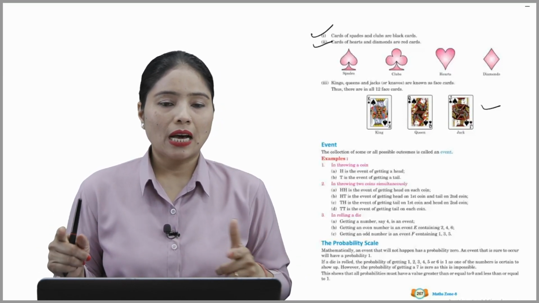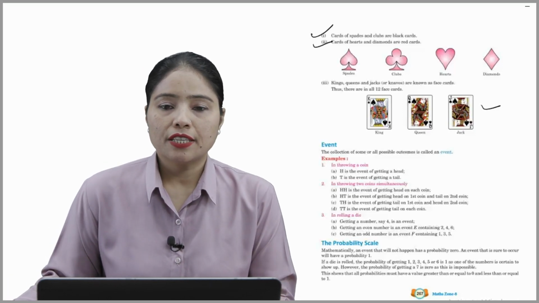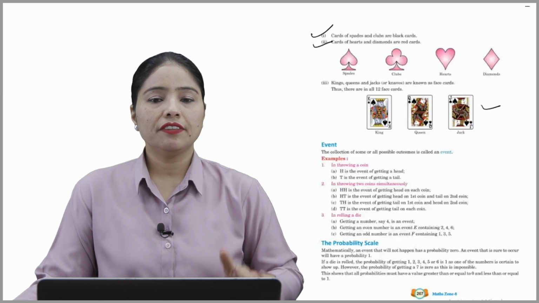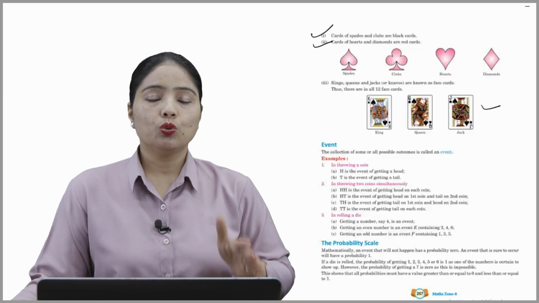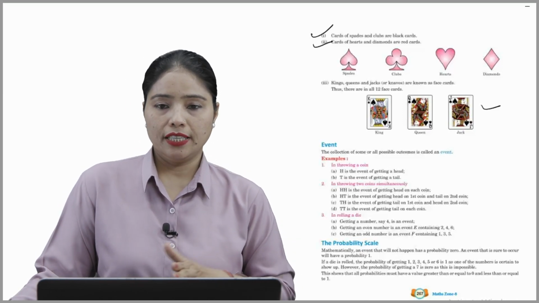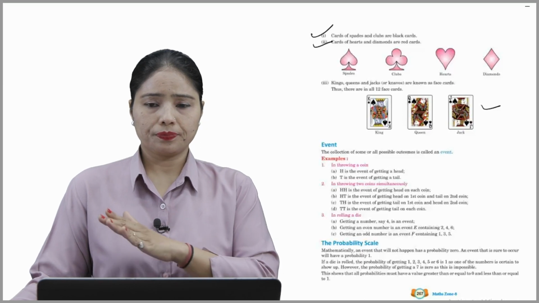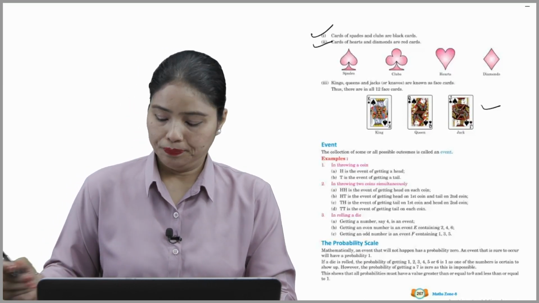Hope you understood. Now third one is on rolling a die. Getting a number, say 4, is an event. Getting an even number is an event E containing 2, 4, 6. Getting an odd number is an event F containing 1, 3 and 5. Now the probability scale.